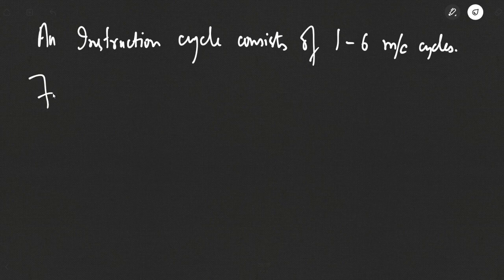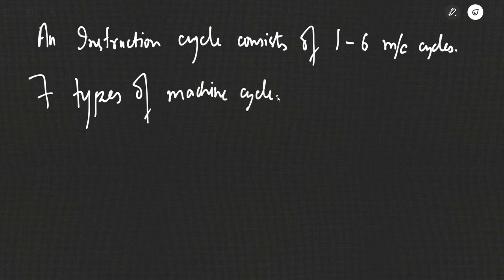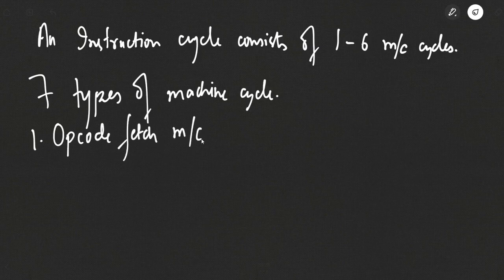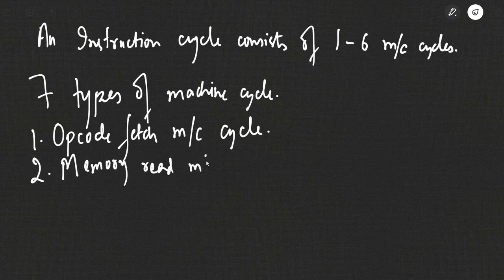Now, there are seven machine cycles of the 8085 microprocessor. These are, first, the opcode fetch machine cycle. The time taken for fetching the opcode from the memory location is referred to as the opcode fetch machine cycle. Second, the memory read machine cycle. I'm going to write the first as OFMC, and this one as MRMC.